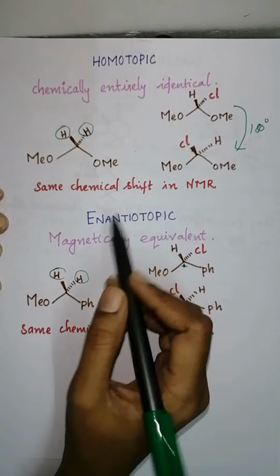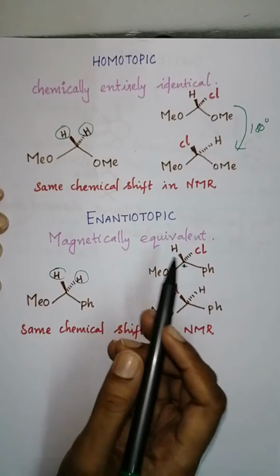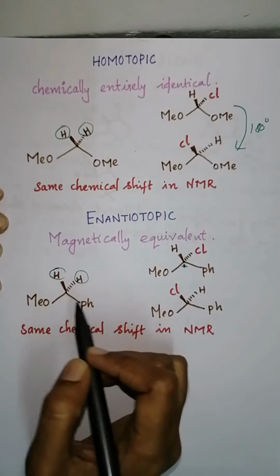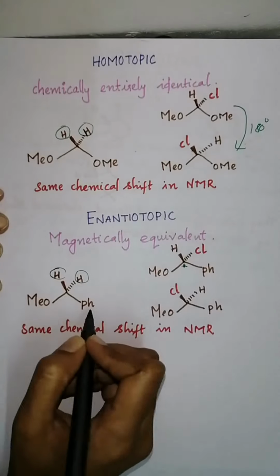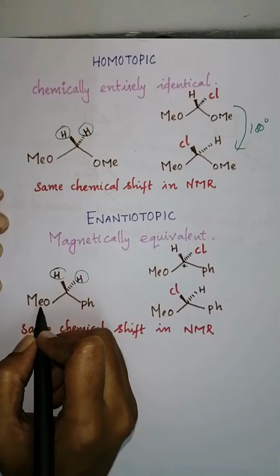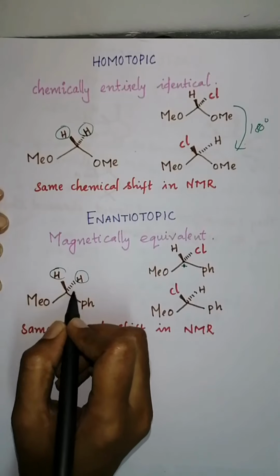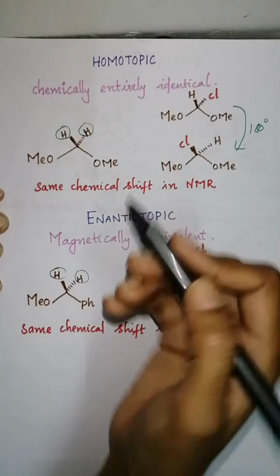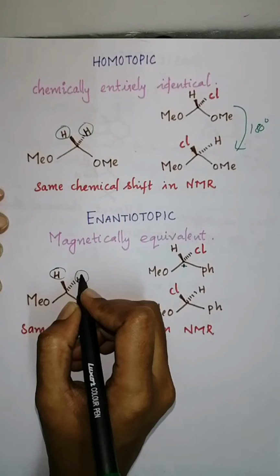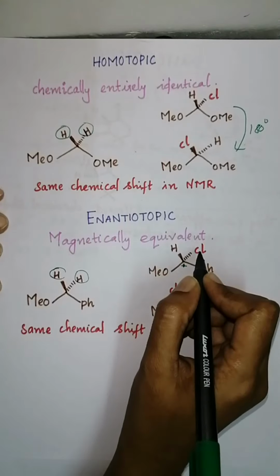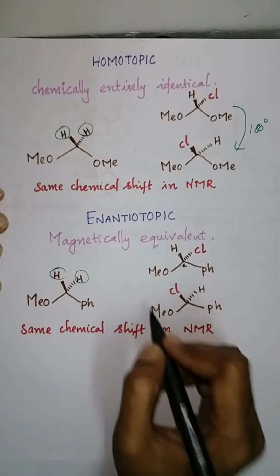Now let's see what is enantiotopic groups. Enantiotopic groups are magnetically equivalent. Let's discuss it more with this example. In this case, we have two different groups attached to the carbon. Here one group is OMe and the other group is Ph. One hydrogen is towards us and the other hydrogen is away from us. The same way as in the case of homotopic, we just have to replace the hydrogen with some other group or atom. Let's see, we replace this hydrogen with chlorine, we'll get this one, and we replace this hydrogen with chlorine, we'll get this structure.